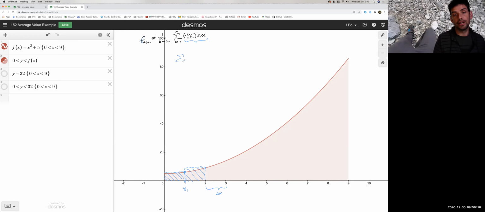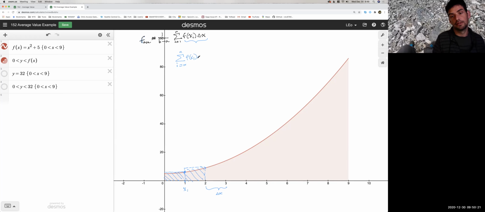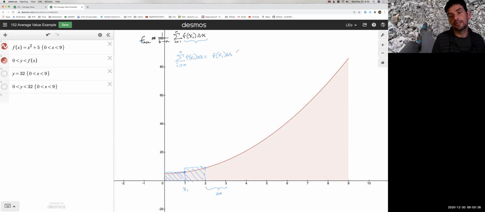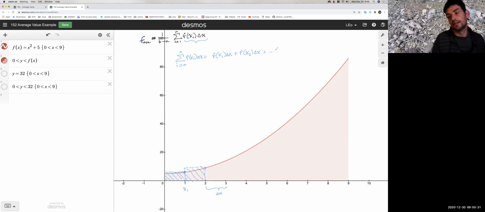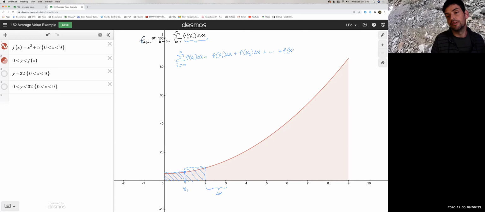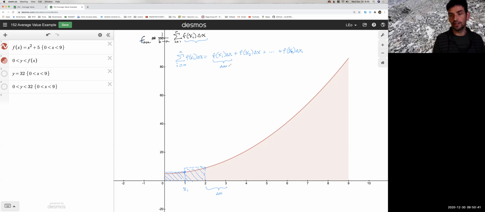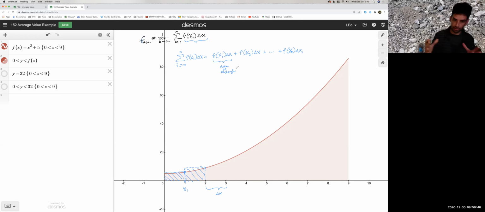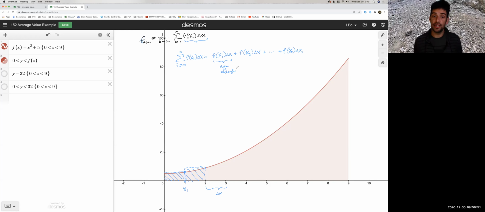In other words, what I'm pointing out is if I look at just this piece: f of x sub 1 delta x plus f of x sub 2 delta x, and in this case I'm going up to f of x sub 9 delta x. Each of these little pieces is the area of a rectangle. Okay, so our notion of area is still tied into this thing. But what does each of these areas represent?